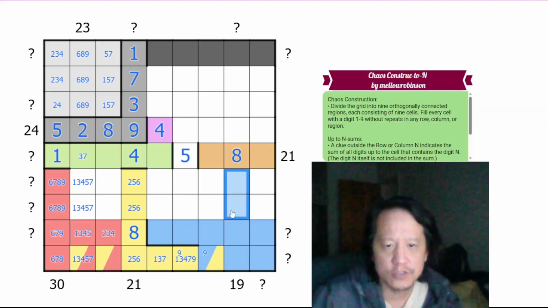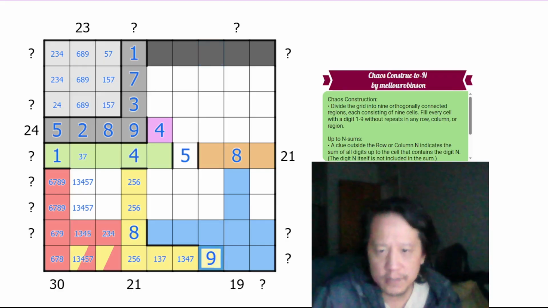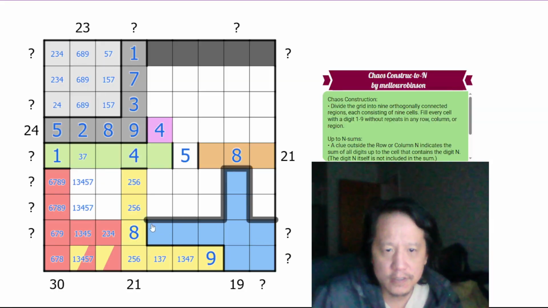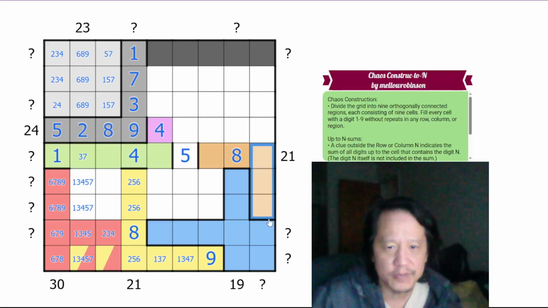So that's 1, 2, 3, 4, 5, 6, 7, 8, and 9. So this cannot be blue, that's yellow. So this is the 9 here, because it must be up to 9. Blue is done. So this is done as a region. That means orange has to go this way. Yeah, I mean, this must be part of orange. And this must be 8.